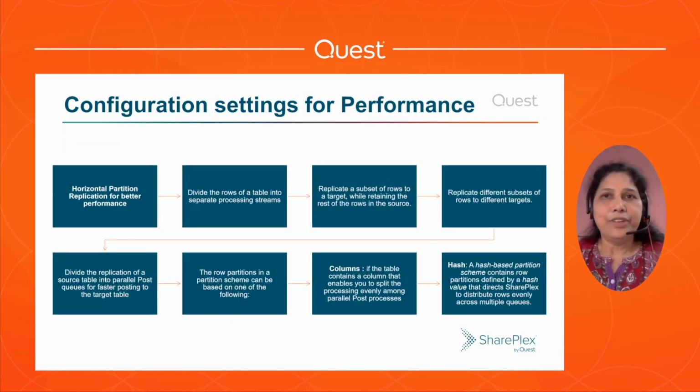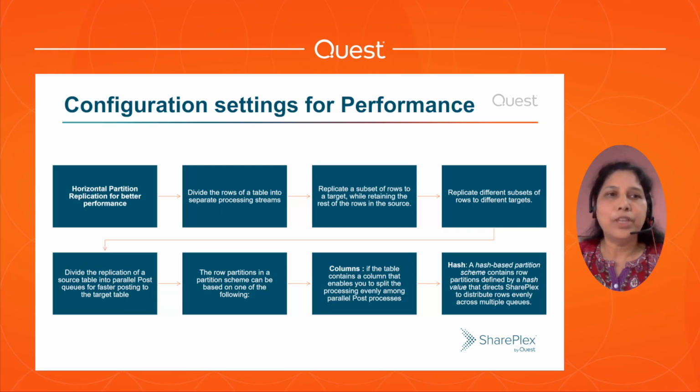There's another configuration setting for performance. You can use horizontal partition replication. So what does this do? It divides the rows of the table into separate processing streams. Say you want to replicate only a subset of rows to the target while retaining the rest of the rows in the source. You can use horizontal partitioning. Or you want to replicate different subsets of rows to different targets. You can use horizontal partitioning. So basically, you're dividing the replication of the source table into parallel post queues so that faster posting to the target table is happening.